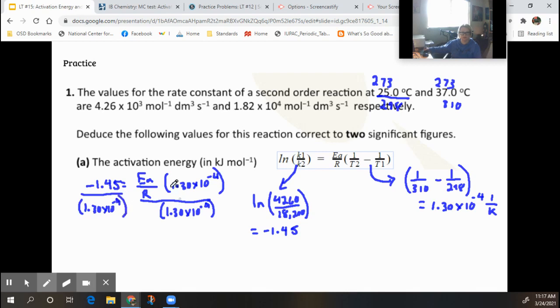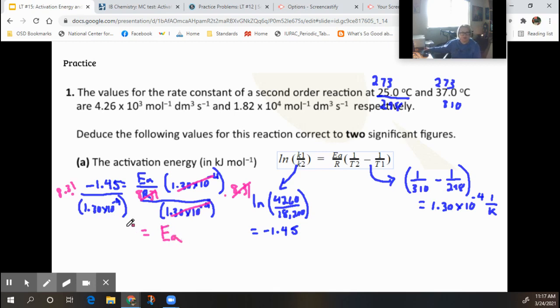And then what I'm going to do here is I'm going to remember that R is 8.31, the universal gas constant. And I'm going to multiply both sides by 8.31. So when that happens, since this is in the denominator here, the 8.31s cancel out. Since my 1.30 times 10 to the negative fourth is in the numerator and denominator, it cancels out, and I have now isolated my activation energy.